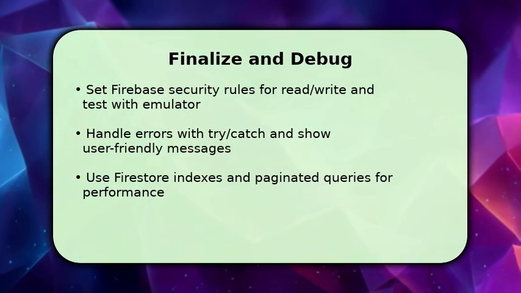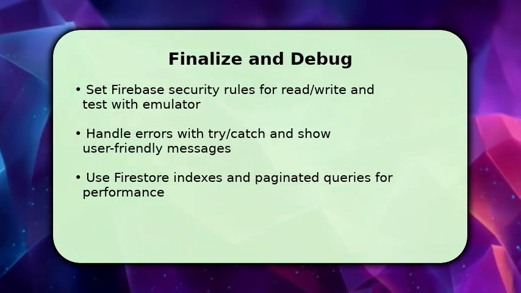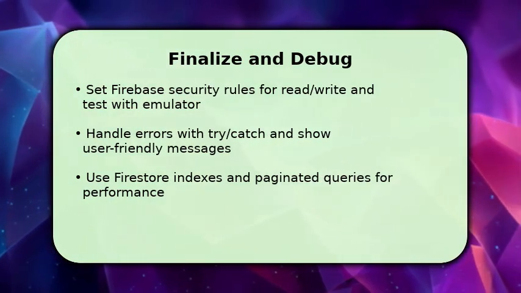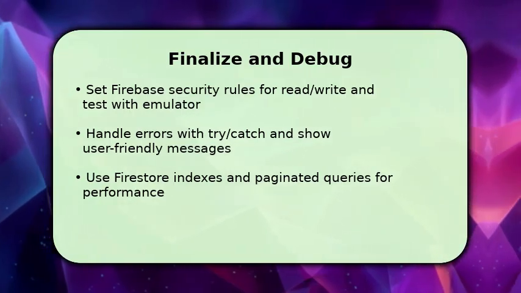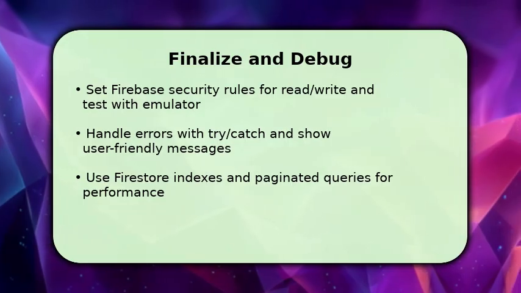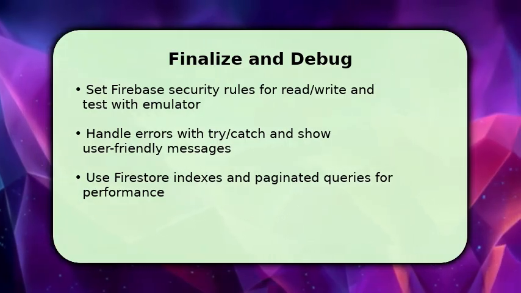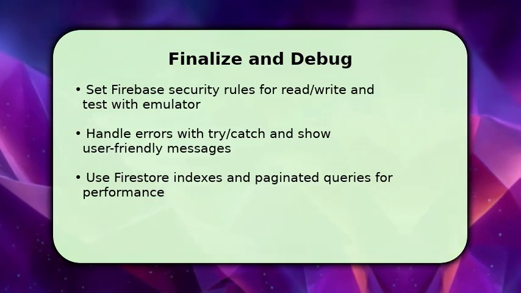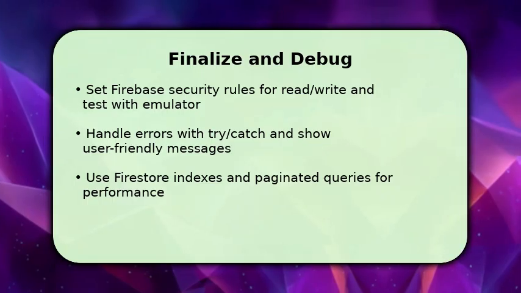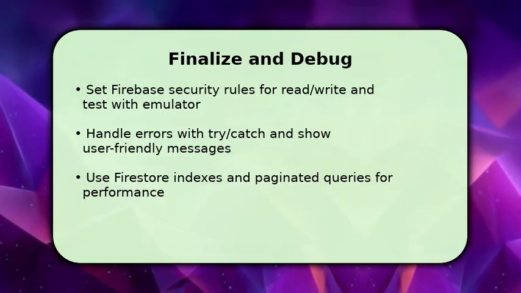Finish by adding security and robustness. Set Firebase rules to restrict access and test them using the emulator or test accounts so you don't expose data. Make sure every database call is wrapped in try/catch and surfaces clear messages to the user. This prevents silent failures. Once deployed, monitor performance, create indexes, paginate large queries, and cache where appropriate.